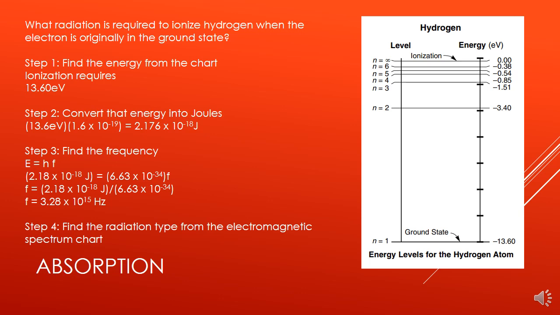Step 2, convert into joules. So multiply it by the conversion factor. Step 3, find the frequency. E is equal to hf. And lastly, find the radiation type from the electromagnetic spectrum chart.